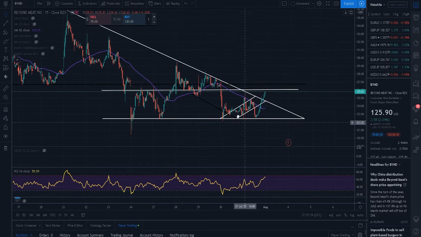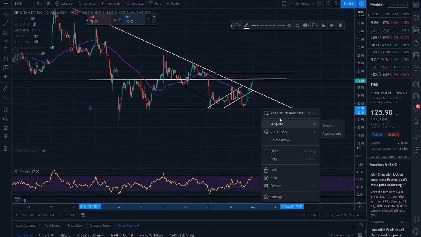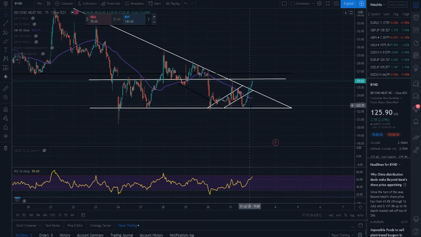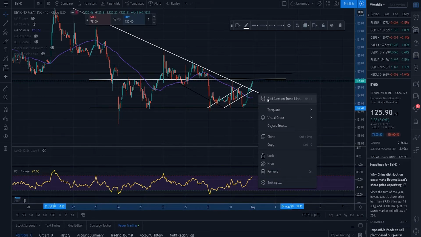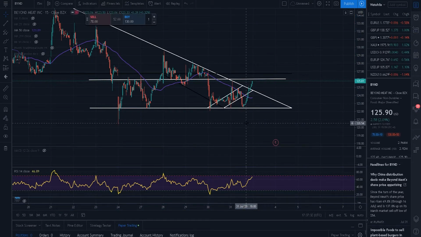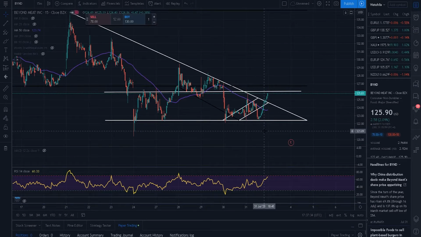Just wait, be patient. If you use TradingView, you can actually set an alert. You can add an alert on the trend line. If it ever hits that trend line, it will alert you. All right, guys, you have to wait for that sniper entry. That is the most important part.